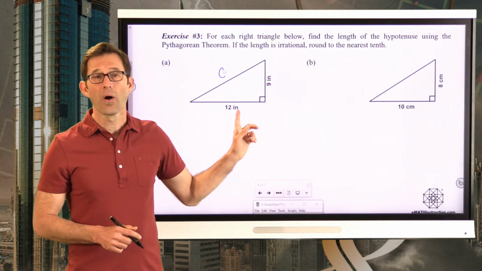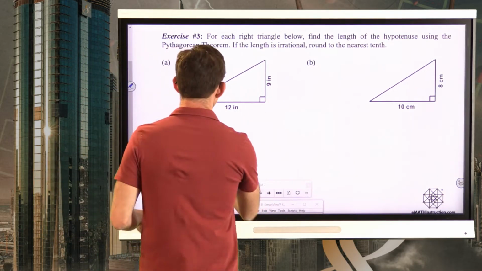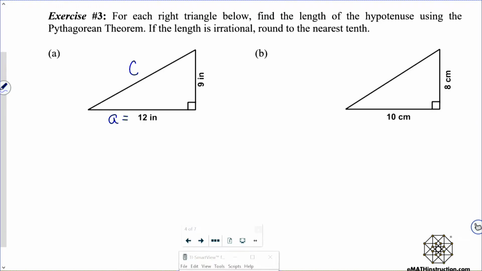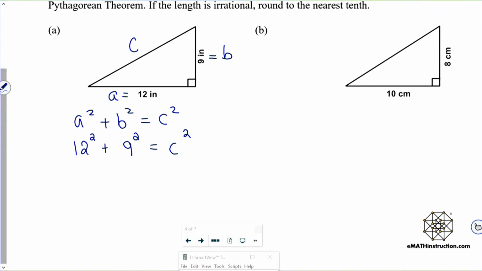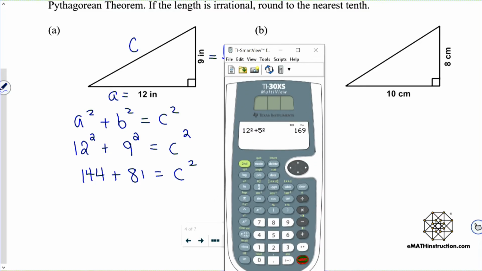And again, I'm going to call this A, I'm going to call that B. It doesn't matter which one we call A and which one we call B. It does matter which one we call C. All right, so let's do it. I'm going to have my Pythagorean theorem, a squared plus b squared equals c squared. All right, a squared, 12 squared, then 9 squared equals c squared. All right, 12 squared is 144. 9 squared is 81.